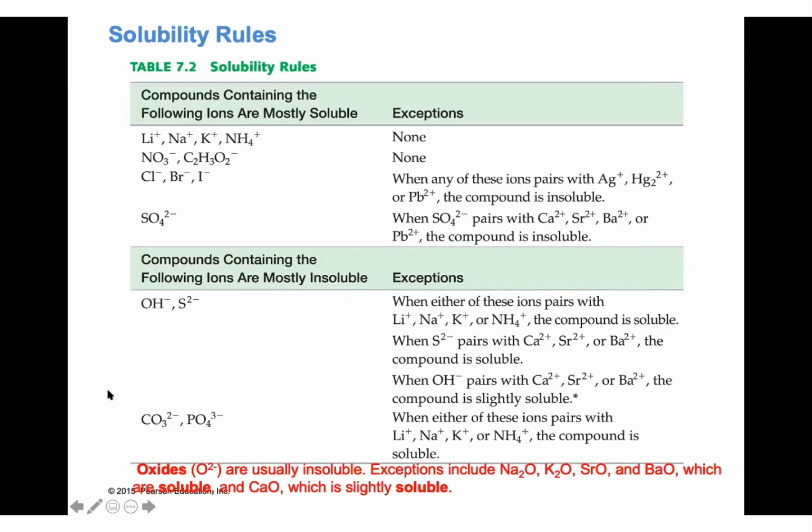Carbonate and phosphate are insoluble except when they pair up with these. Oxides, I just added them because we usually have oxides in the compound and it is confusing for the students. Oxides are usually insoluble, or you put S, except Na2O, K2O, SrO, BaO are soluble, and CaO is slightly soluble. So when you see slightly soluble, also put aqueous.